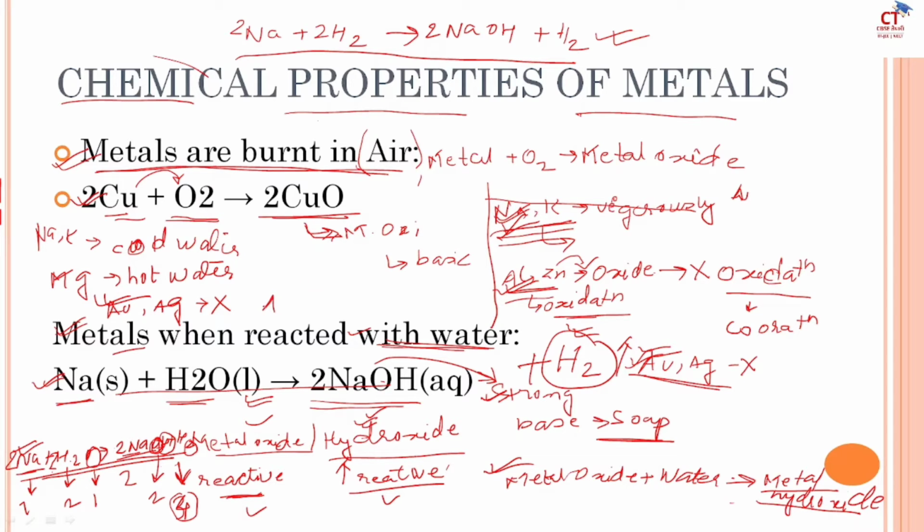Okay, and aluminium and zinc, as we saw in metals when burned with air, they were coated with a layer of oxides. However, in case of water, they react with steam. Sodium and potassium will react with cold water. Magnesium will react with hot water. Aluminium and zinc will react with steam, and Au and Ag do not show any reaction at all. Okay, now let's move forward.